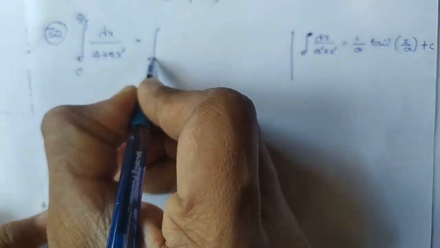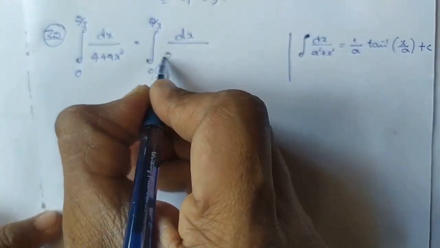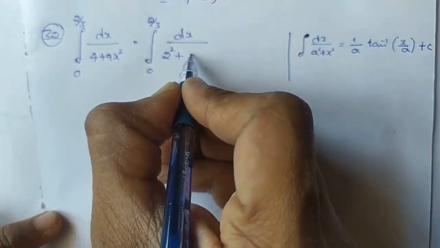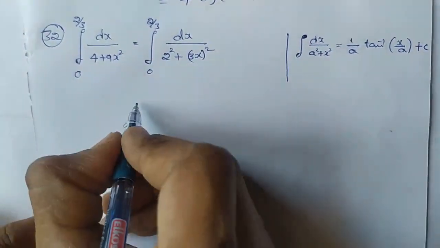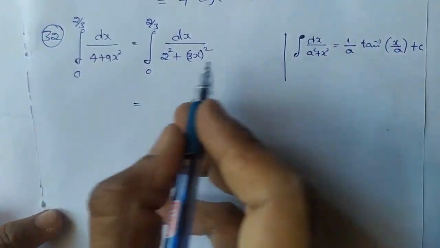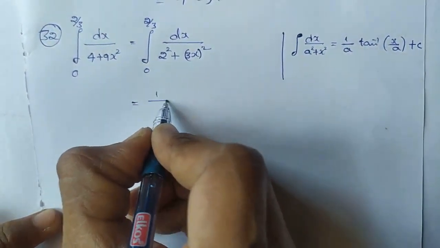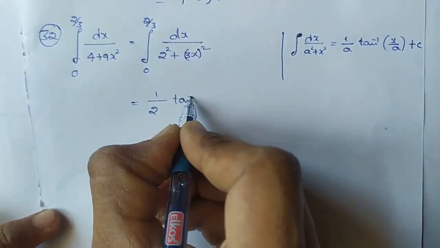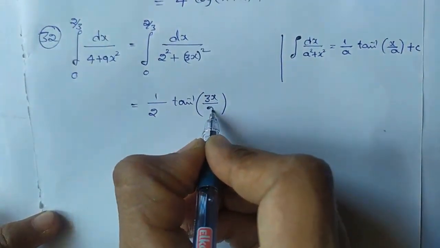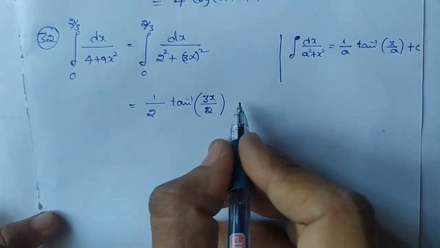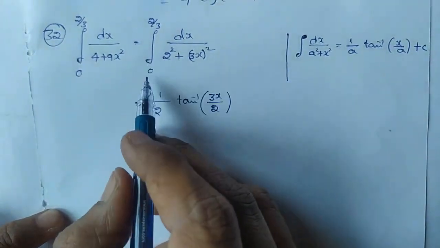So that is equal to the integration from 0 to 2 by 3 of dx divided by 2 square plus 9x square, which can also be written as 3x whole square. Let us apply this standard form. In place of a we have 2, and in place of x we have 3x. So 1 by 2 into tan inverse of 3x divided by 2, plus c.